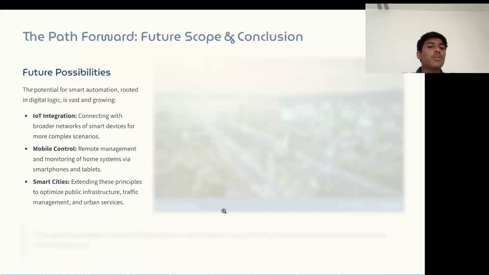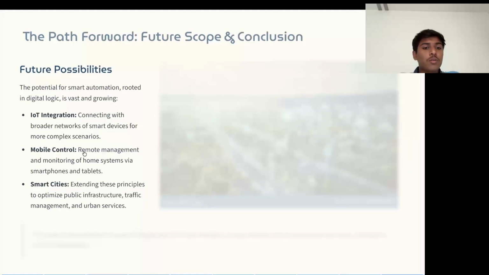Future possibilities: the potential for smart automation rooted in digital logic is vast and growing. IoT integration: connecting with broader networks of smart devices for more complex scenarios. We will be connecting broader networks of smart devices for more complex scenarios in the future. This future is full of smart automation rooted in digital logic.